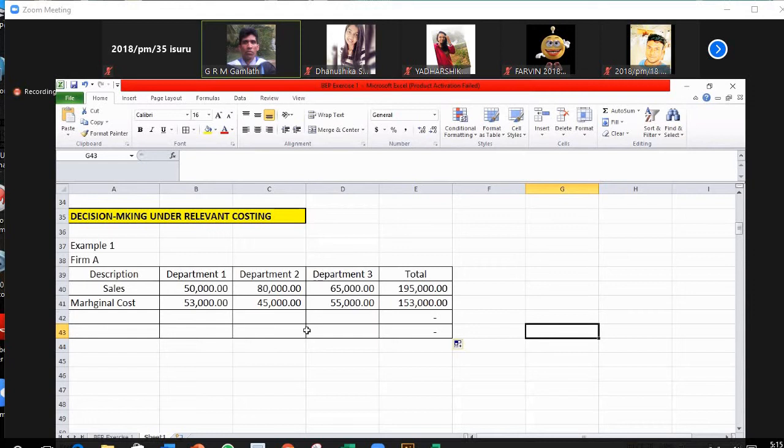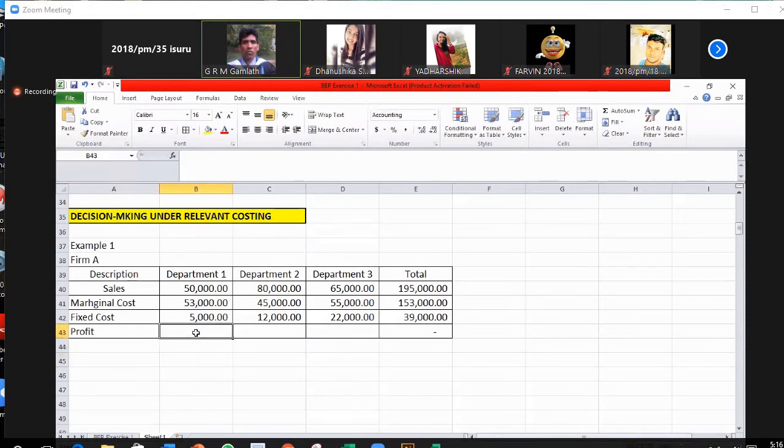Then fixed cost. This is fixed here. Then 20,000, this is 5,000, this is 12,000, and this is 22,000. So then this is the profit. Profit here, according to this example.